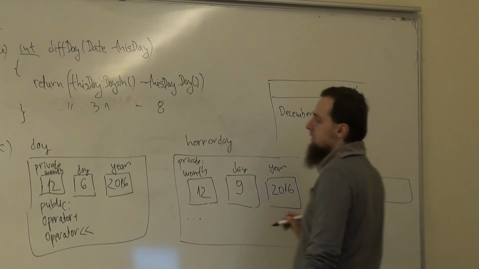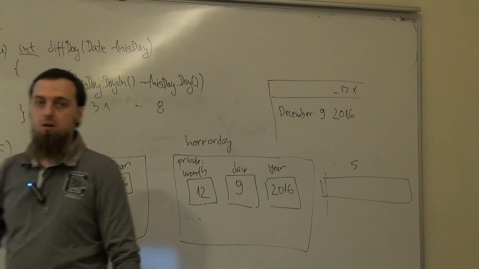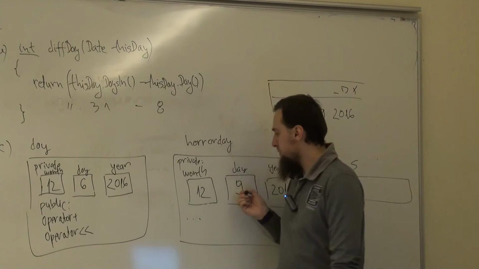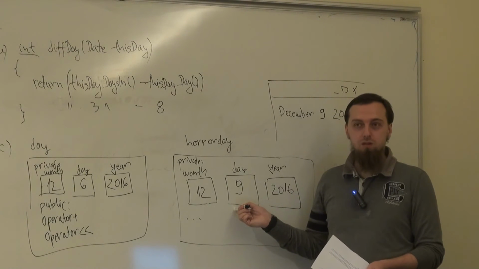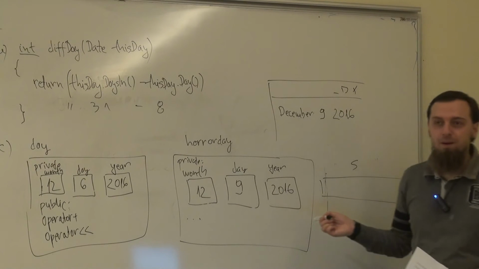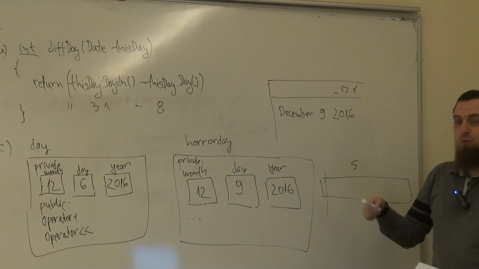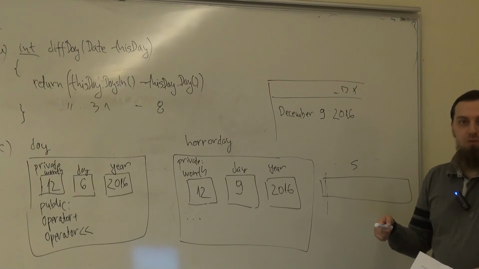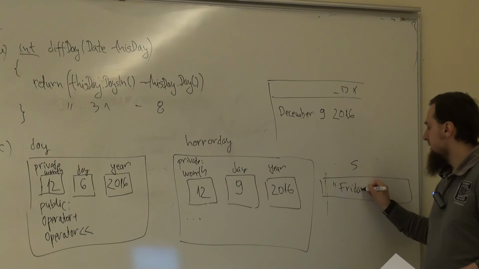And what's the value of S? It's horror day point day name. So what's the day name of 9th of December 2016? So what's today's date? Today's 8th of December. Tomorrow is going to be 9th of December. And tomorrow is Friday. Yeah. So this is going to be Friday.